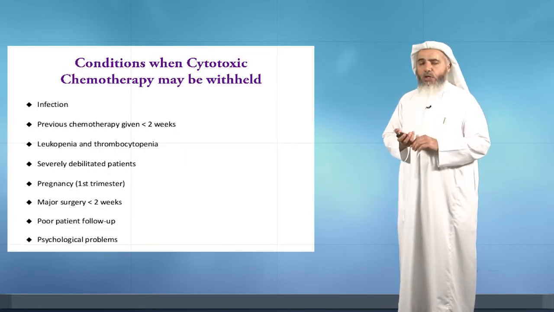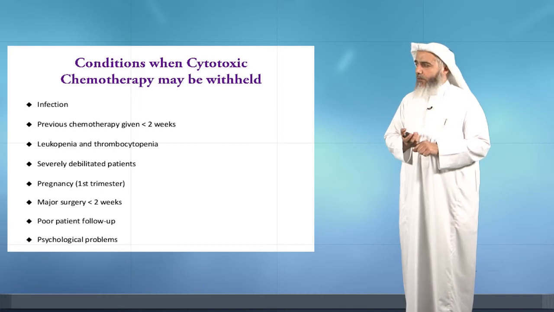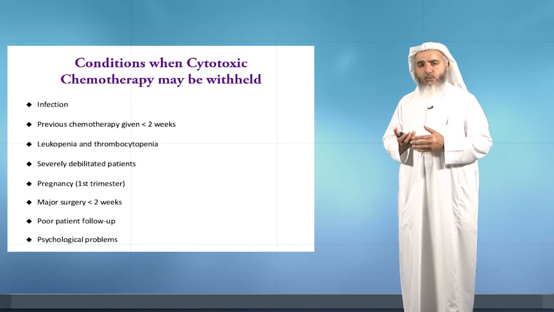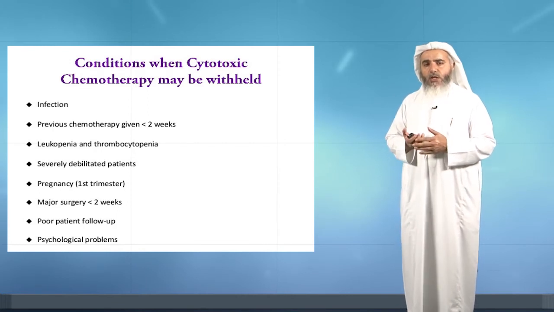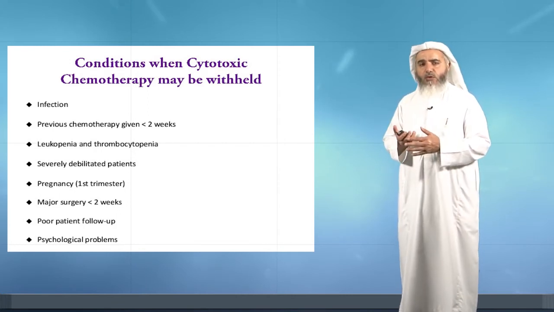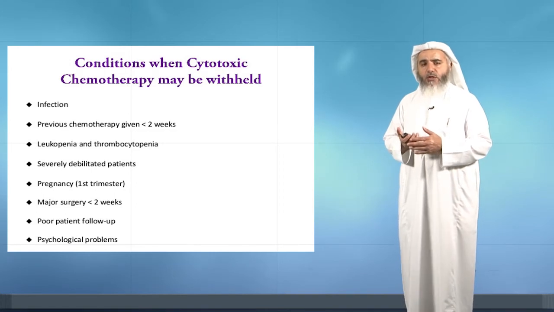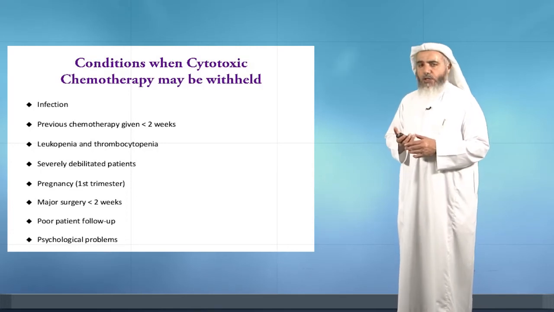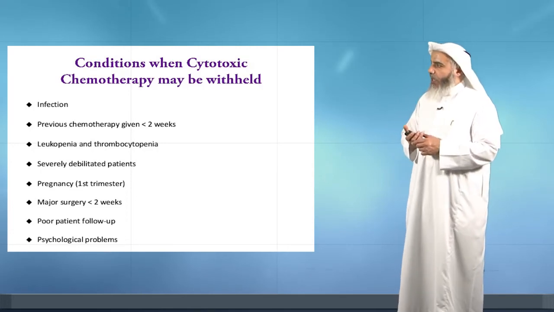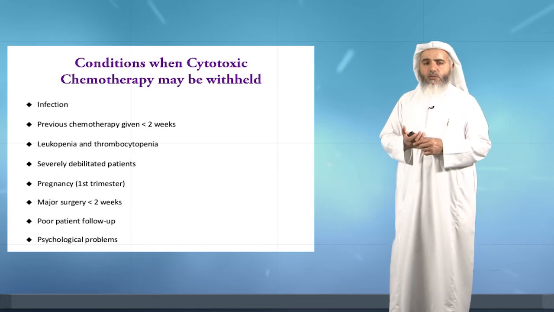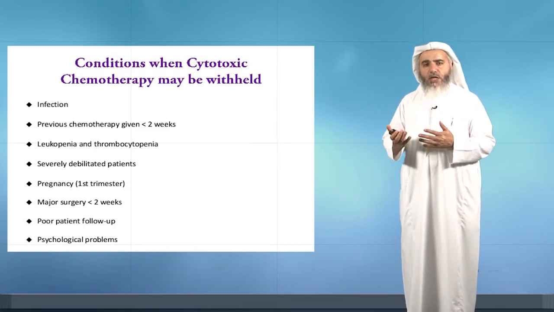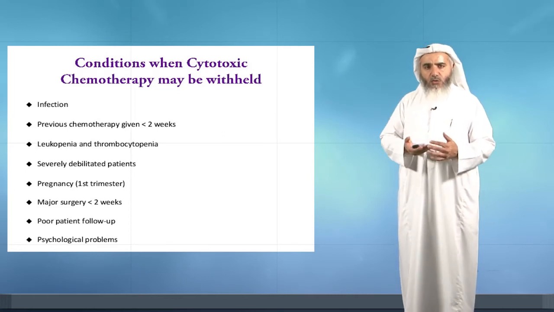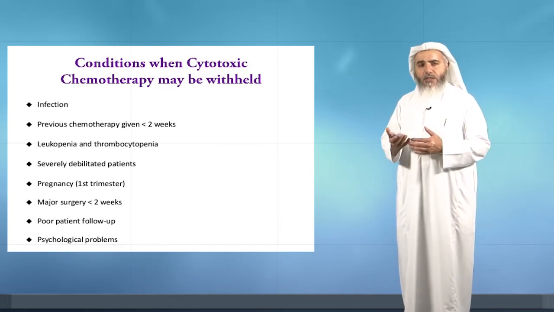What are the conditions where we need to stop chemotherapy? If the patient has an infection, chemotherapy will cause immunosuppression. So if the patient develops a fever or infection, you have to stop chemotherapy and treat the infection to avoid septic shock. If the patient had previous chemotherapy given within 10 days to 2 weeks, because the side effects of the previous chemotherapy will affect the new cycle of chemotherapy, unless this is planned.